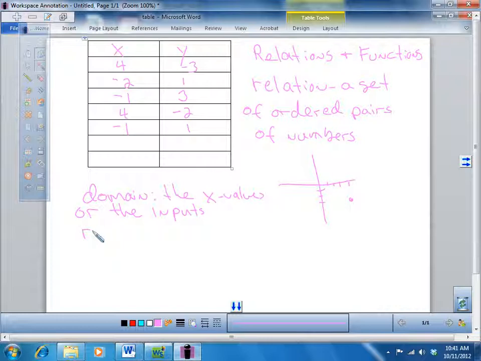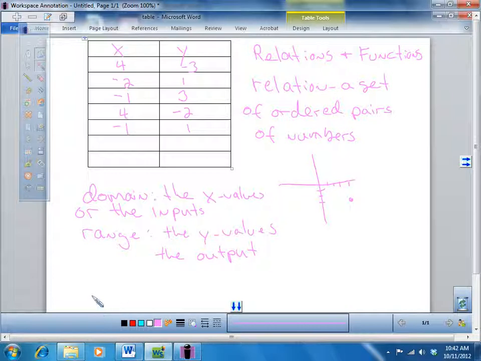And the range is usually the y values, and that's what you get out, the output values.